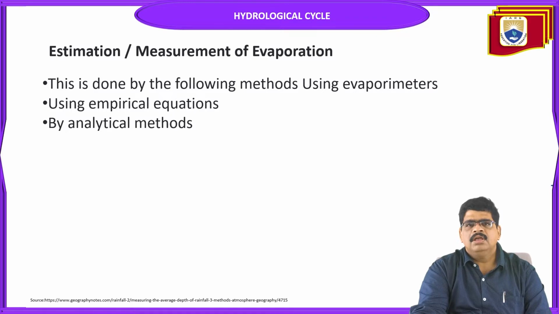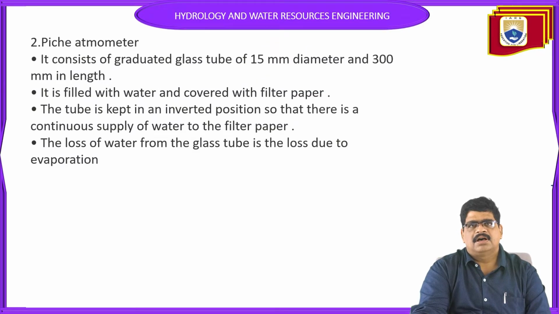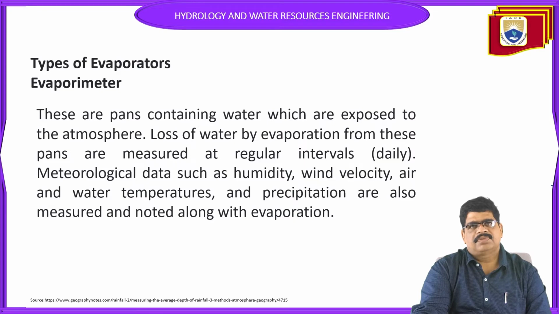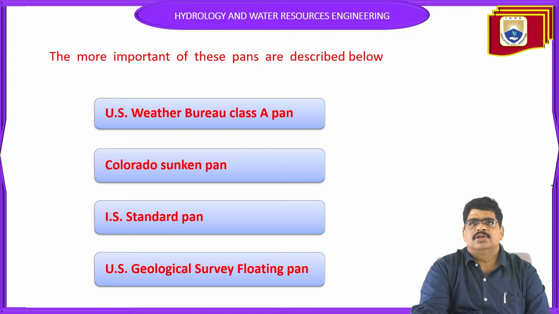In the first method, using evaporimeters, there are different types of evaporimeters, which are exposed to the atmosphere. The loss of water by evaporation from these pans is measured. At regular intervals, meteorological data such as humidity, wind velocity, temperature and precipitation are also measured along with the evaporation.